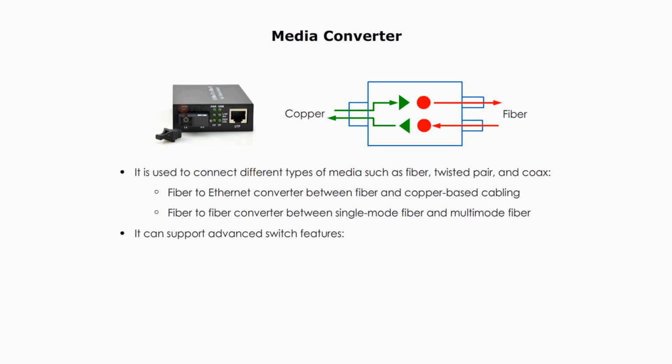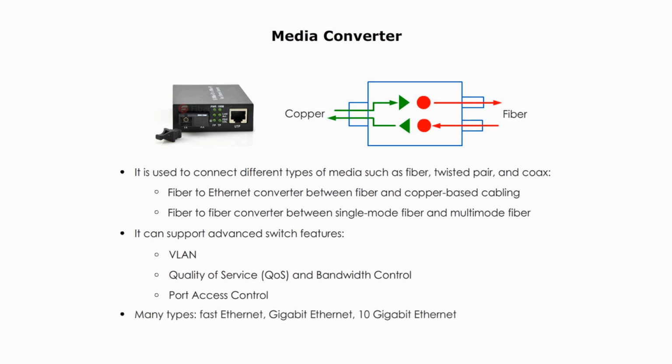The media converter can support advanced switch features such as VLAN, quality of service, bandwidth control, and port access control. There are many types of media converter to handle different versions of Ethernet, such as Fast Ethernet, Gigabit Ethernet, or 10 Gigabit Ethernet.